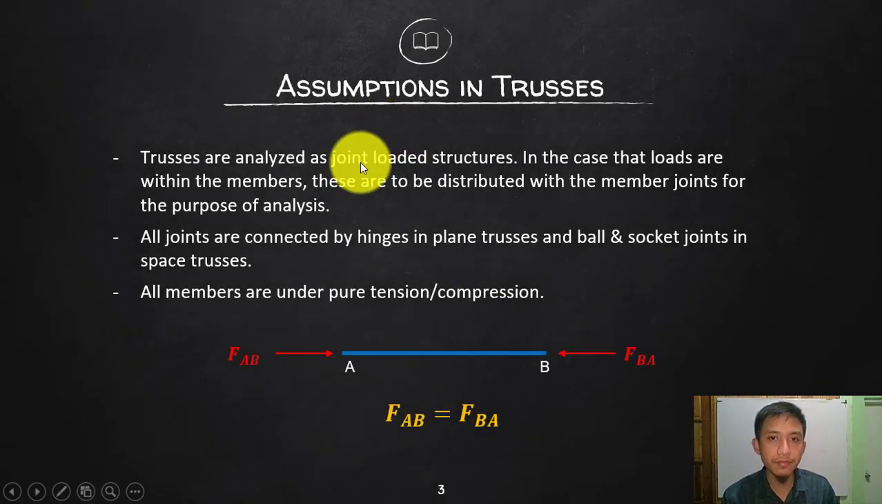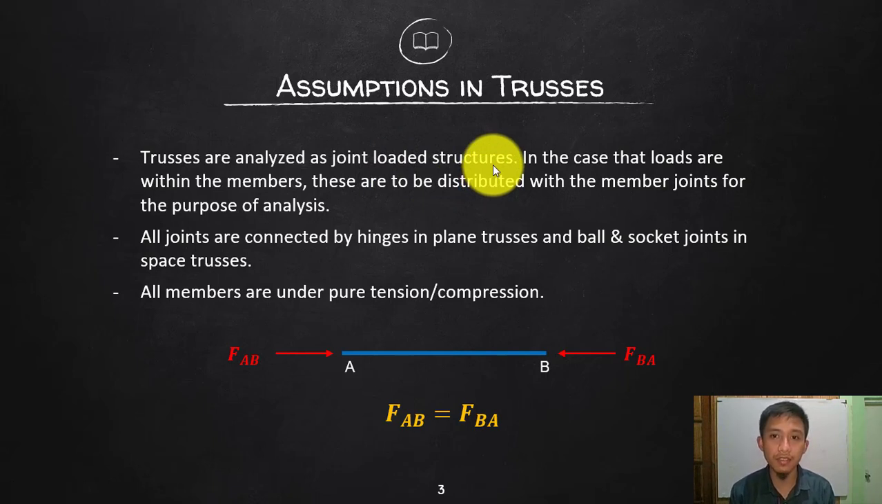So this is important for trusses. These are the assumptions to be used in the analysis of trusses, and of course this is true in all methods of analysis. Trusses are analyzed as joint loaded structures. Actually, I discussed this in the introduction: the different commonly used types of structural forms. I discussed there the differences between trusses, beams, and frames, and the similarities, of course.